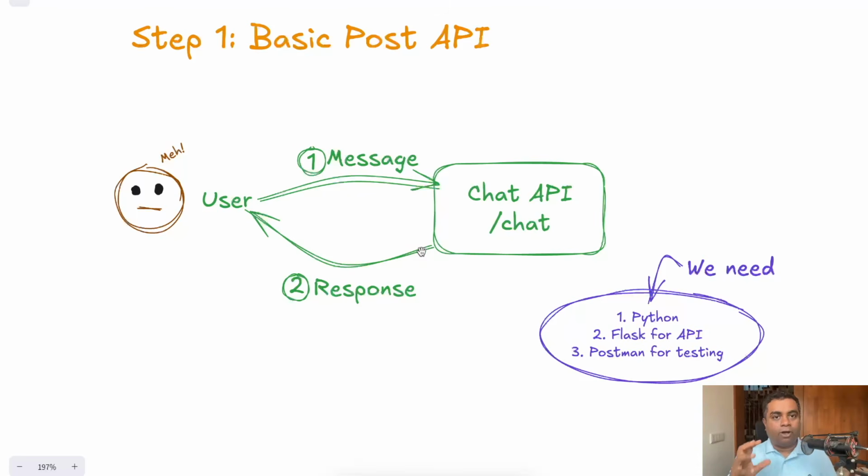The first step is all about writing a basic POST API. We want the user to send a message to us, and I want to expose an endpoint called /chat. In this step, I will just return that back to the user, just mirror what the user gave. This has nothing to do with AI, but it gives a very good entry point for us to test out our AI agent. For this, we need Python. We'll write code in Python, and Flask for bringing up the API, and Postman for testing.